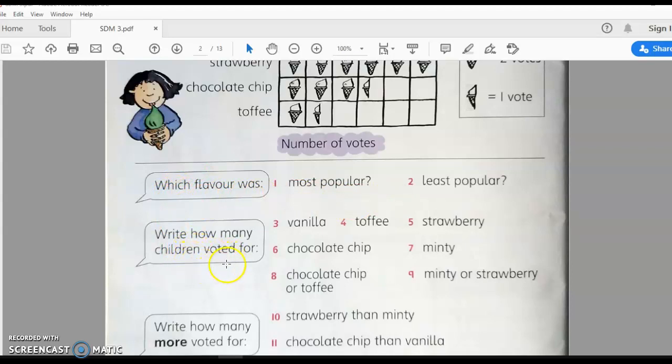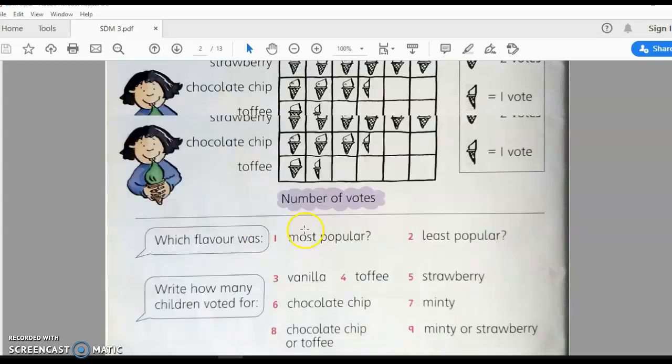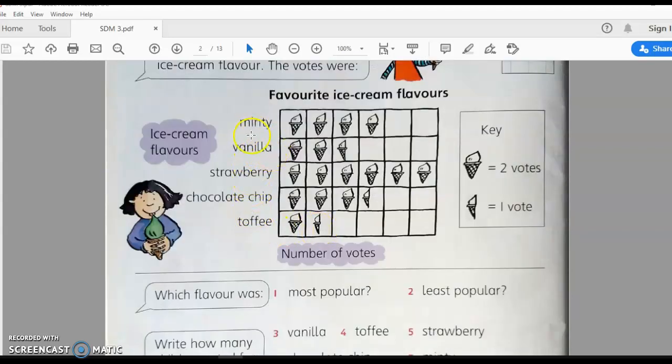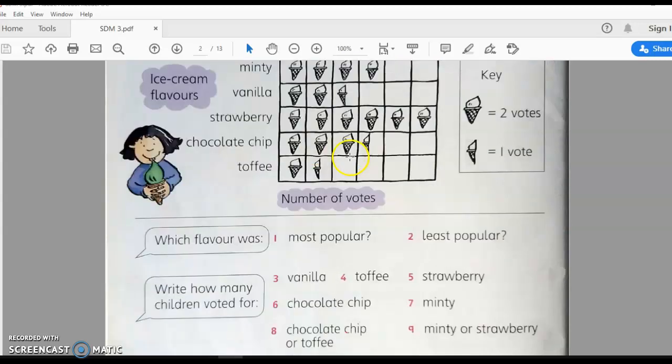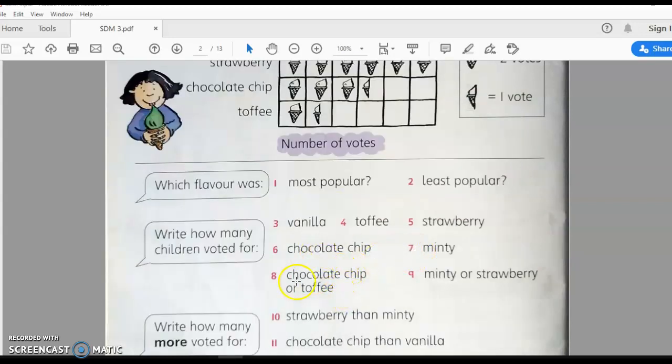So write how many children voted for vanilla. Let's find vanilla. This is it. And we need to count. So just like we did before, we count in 2s for the whole ice creams and in 1s for ice creams which are in halves, okay? So 2, 4 plus 1, 5. So this should be 5. Let's try toffee. We have 2 plus 1, 3. And you do this for all the rest, to number 7, because number 8 and number 9 are slightly different.